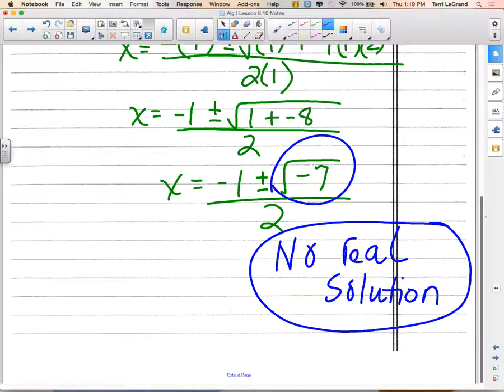Okay, could we just make sure that we understand what's going on here? When there are no real solutions, what happens? The graphs never touch. They never intersect, do they? Okay, so let me finish this up.